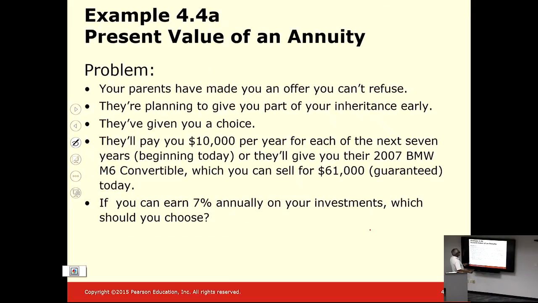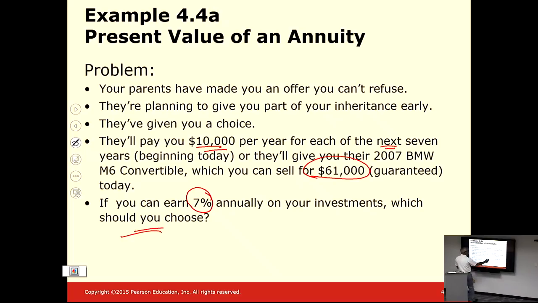Your parents have made you an offer you can't refuse. They're planning to give you part of their inheritance. They'll pay you $10,000 per year for each of the next 7 years. Or they will give you their 2007 BMW that you can sell for $60,000 guaranteed. You earn 7% annually. Which of these two choices would you choose?